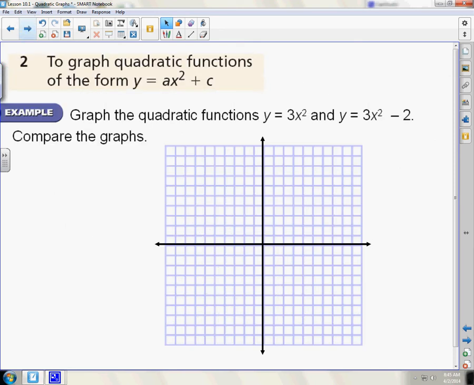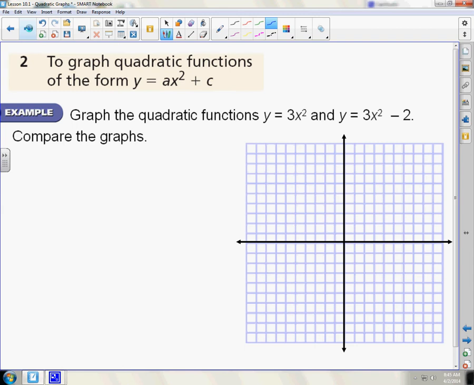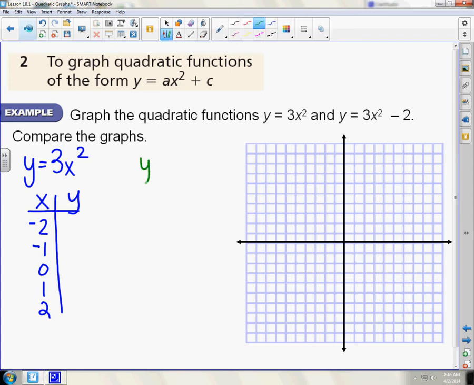Okay, so to graph quadratic functions of the form y equals ax squared plus c, what you're going to do is graph both of these equations and notice the differences between them. So first I have y equals 3x squared, and then I'm going to make a table, and I'm going to use my same numbers again. And then I'm going to graph y equals 3x squared minus 2.